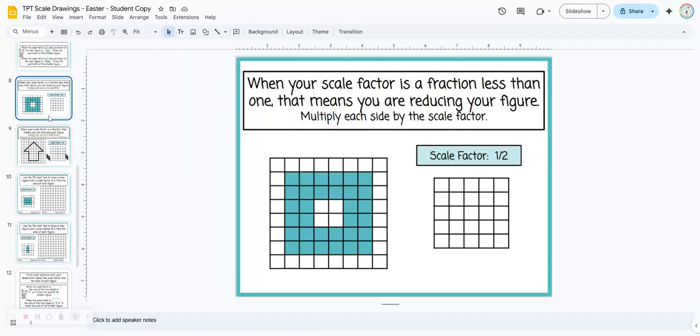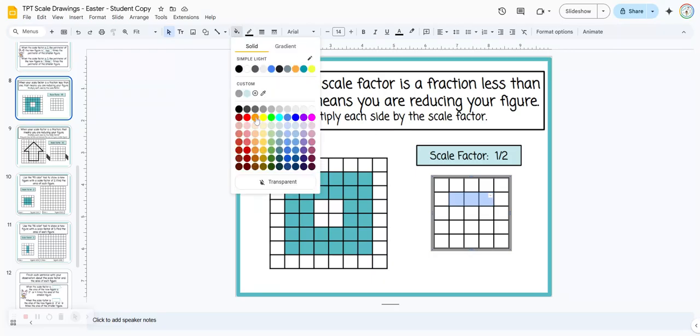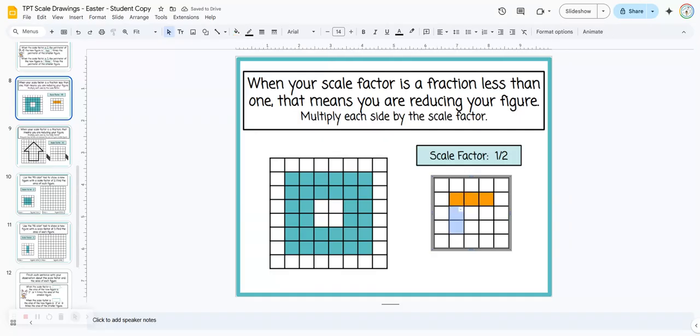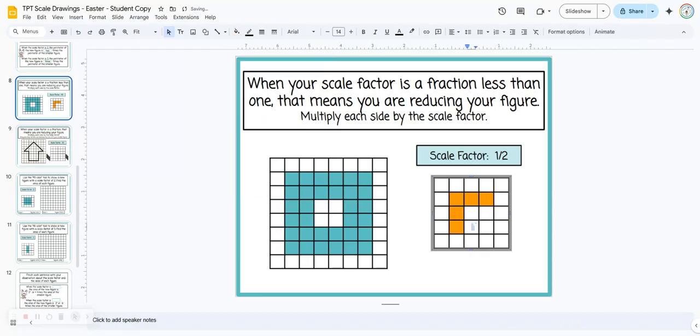Now we're going to move into another shape here. And this time the scale factor is going to be a fraction that's less than 1. If it's a fraction less than 1, then our new figure is going to be smaller. So we're going to take the units of each side, including the inside, and we're going to multiply by 1/2 or divide by 2. So the new figure will now be 3 around the outside, and then we'll have 1 square on the inside, and it should look something like this.